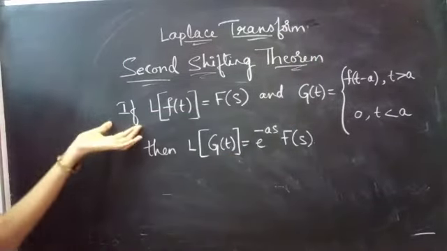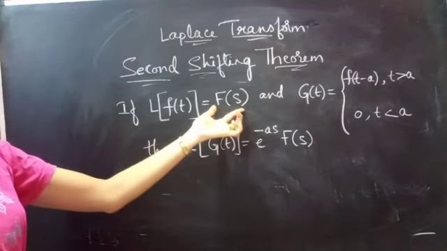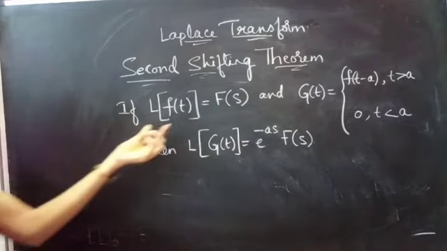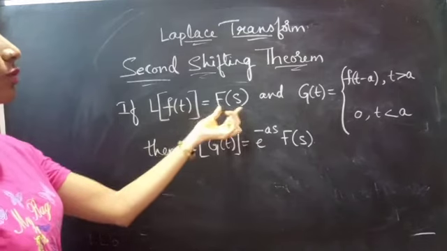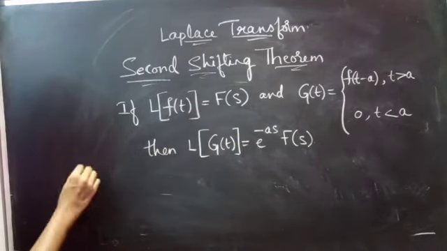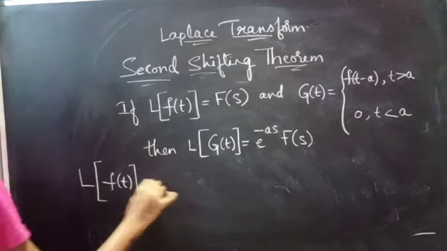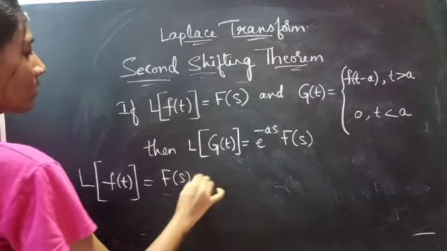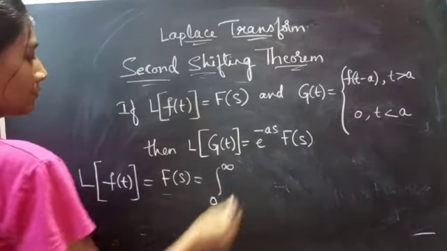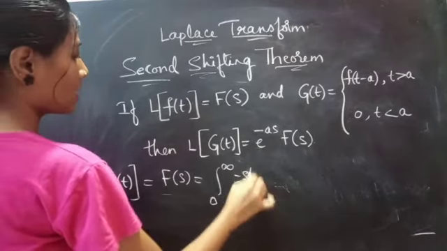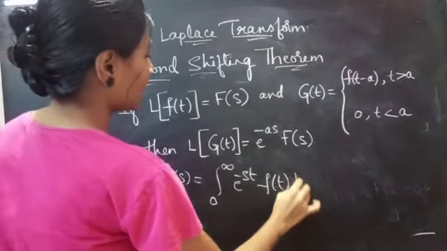If L of f of t is equal to capital F of s, where f of t is a function, the Laplace transform of f of t is F of s, which is nothing but L of f of t equals capital F of s equals the integral from 0 to infinity of e power minus st into f of t dt.